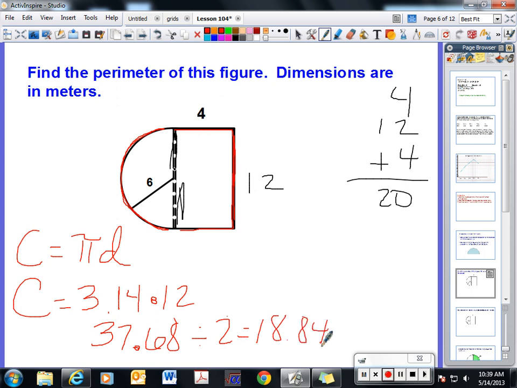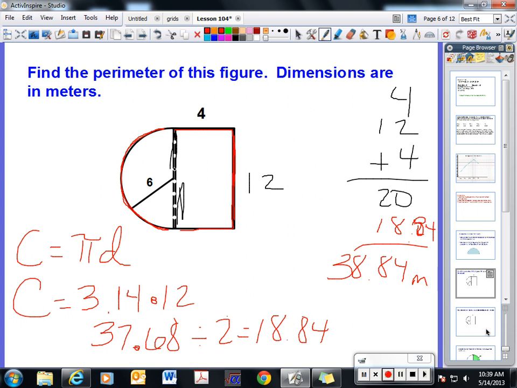To find the perimeter of the whole thing, then, we're going to add the 18.84 to the 20 meters. And it would be 38.84 meters around the outside of that shape.